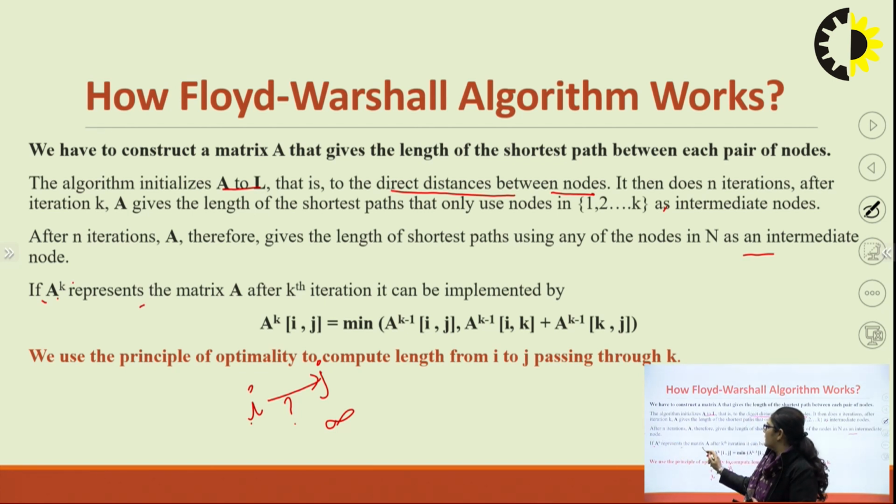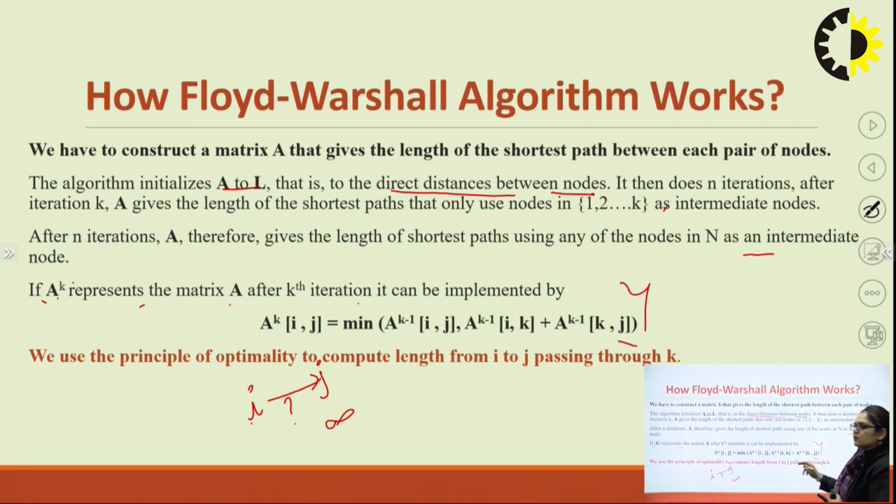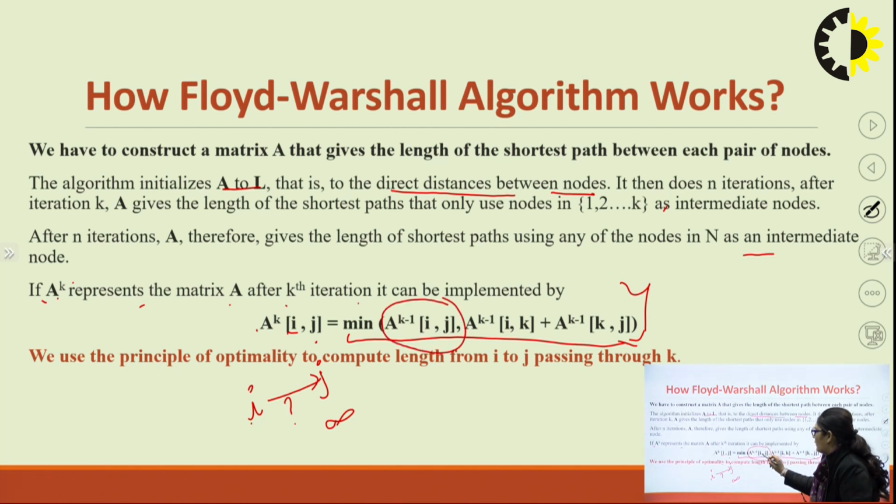For example, the matrix A to the power k basically represents the matrix A after the kth iteration, and it can be calculated by using this formula or logic. What this formula says is, if we have to calculate the cell value at position ij in matrix A to the power k, then how can it be calculated? For example, if we are going from I to J directly, then what will be the cost? We will check it in the previous matrix A^(k-1).